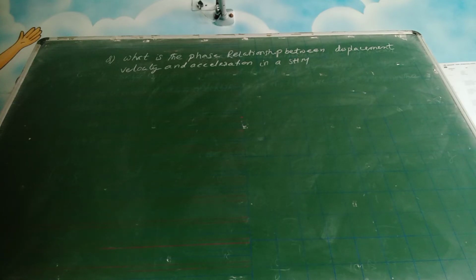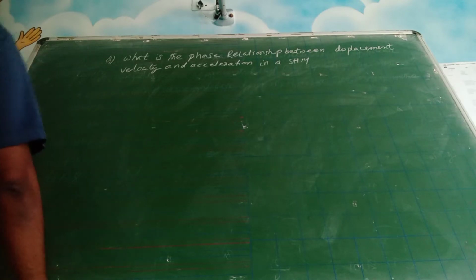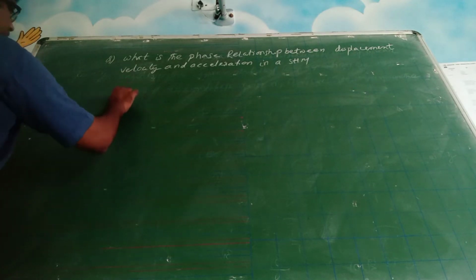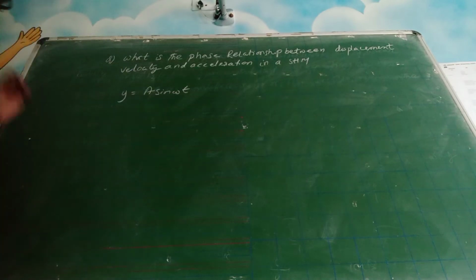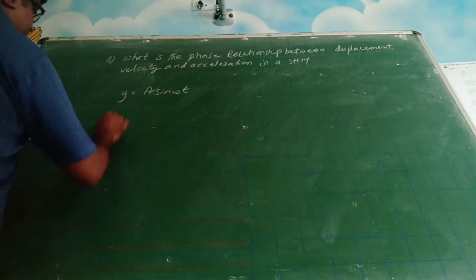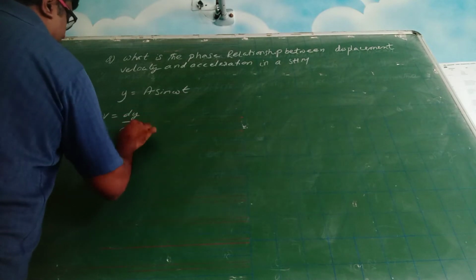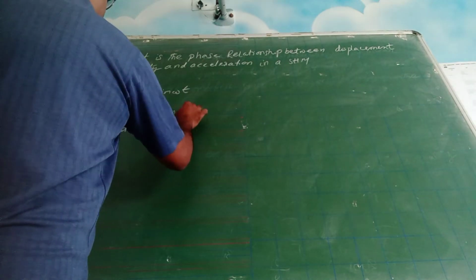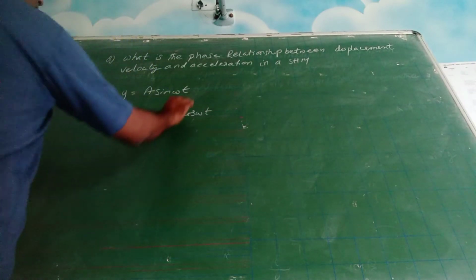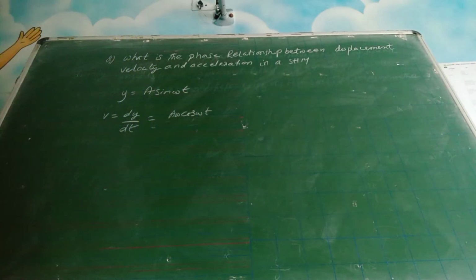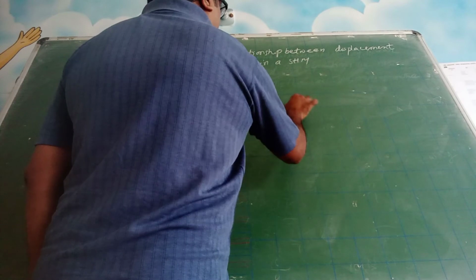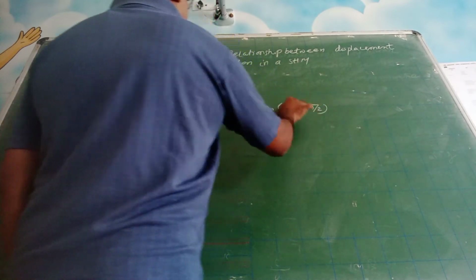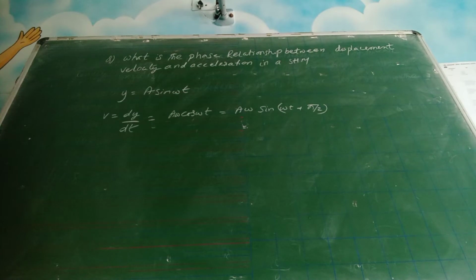In this question, what is the phase relationship between displacement, velocity and acceleration in a simple harmonic motion? Okay, so our general equation for y is equal to a sine omega t, right? When you differentiate this, you get velocity is equal to dy by dt is equal to a cos of omega t into omega, right? So this can be written as a omega into sine of omega t plus pi by 2. Okay.